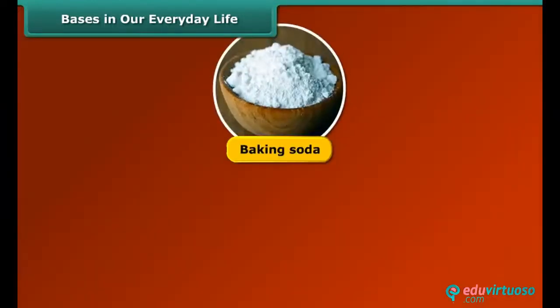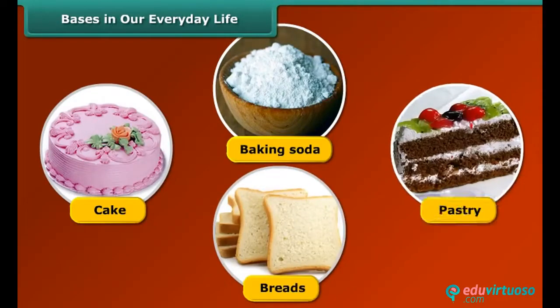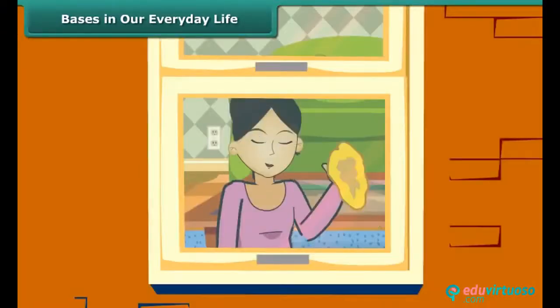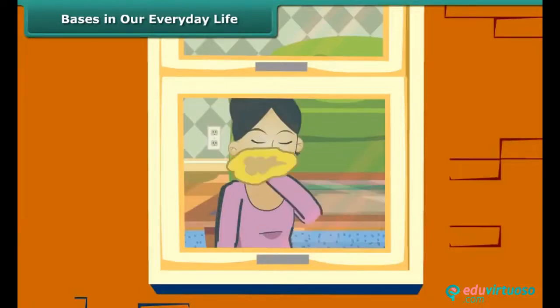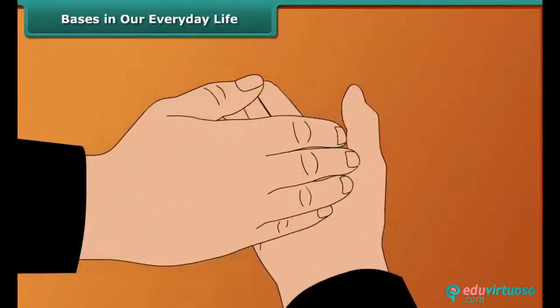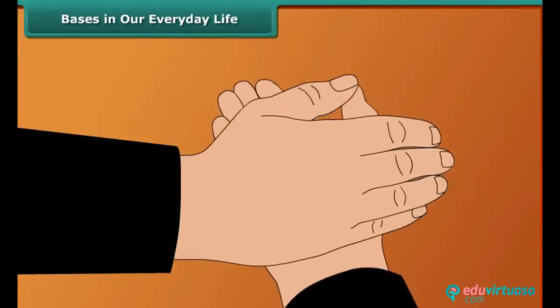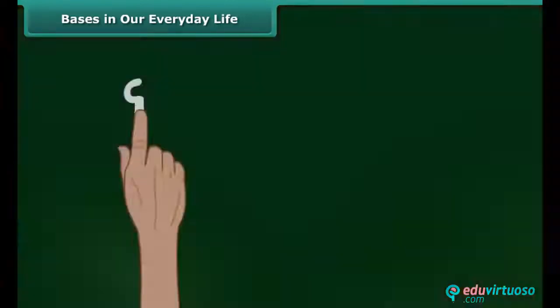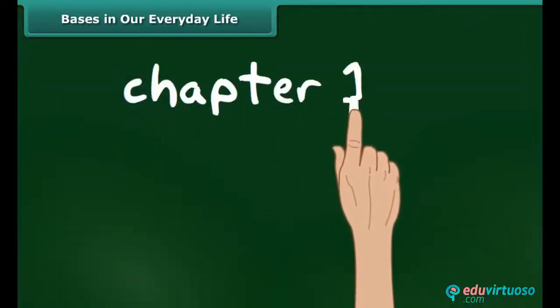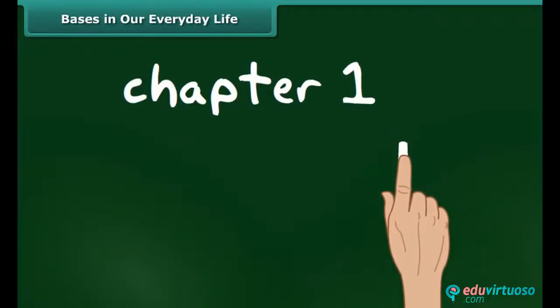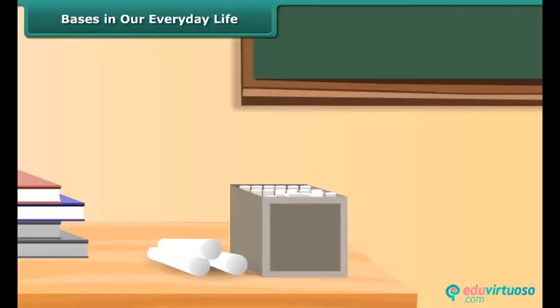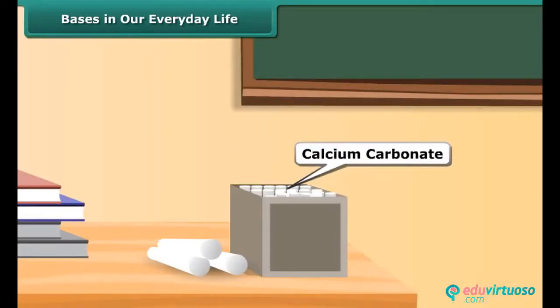The baking soda used in making cake, breads, and in other bakery items contains sodium hydrogen carbonate. When your mother cleans the window, put a drop of solution she is using on your palm and feel it. You will feel slippery on your palm. This is because cleaners are made of ammonium hydroxide, which is a base. We use chalk in schools for writing on the blackboard. Is it a base or an acid? Chalk gives a basic solution when dissolved in water. It is called calcium carbonate chemically.